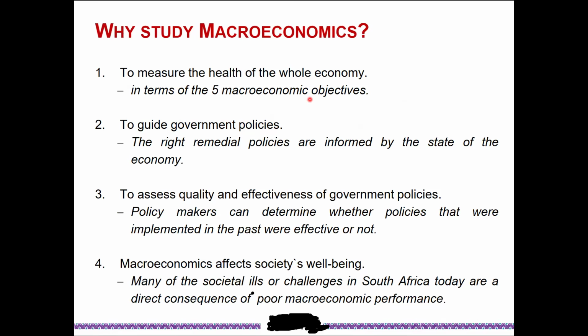They are always trying to make sure that the unemployment rate is as low as possible. If the unemployment rate is low, it means that the economy is doing well. And then price stability is also one of the macroeconomic objectives, which speaks of inflation, trying to keep the inflation rate low or within the inflation target of 3% to 6%.